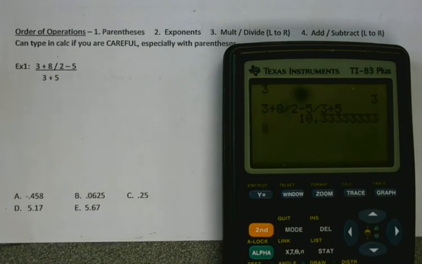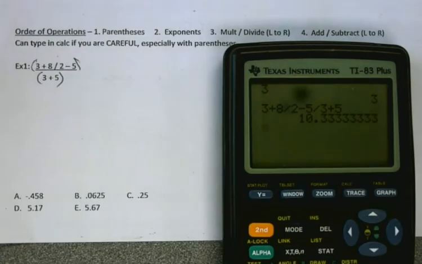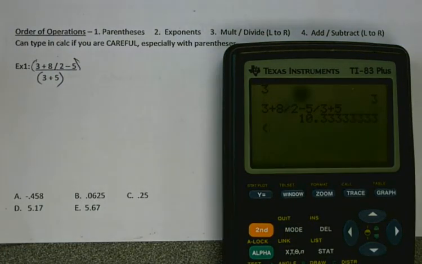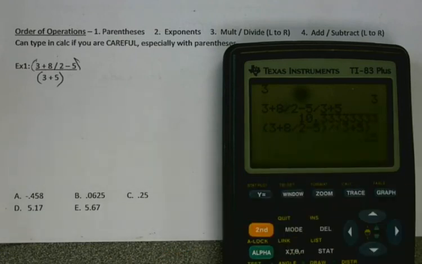So what I always tell people is if there's a fraction bar, it's like having parentheses around each of those. So let's put parentheses around and see what happens. Then we get our division and we do parentheses again to let the calculator know, okay, I want all this done first, then I want this done. 0.25, winner, winner, chicken dinner.